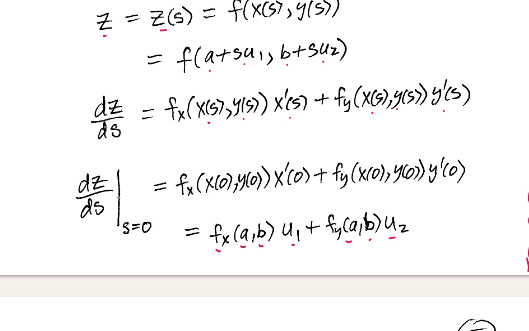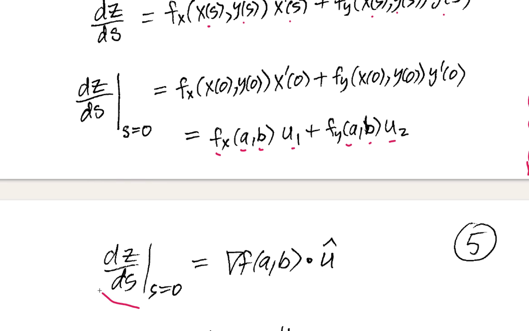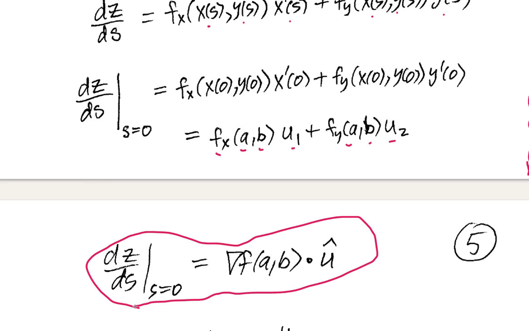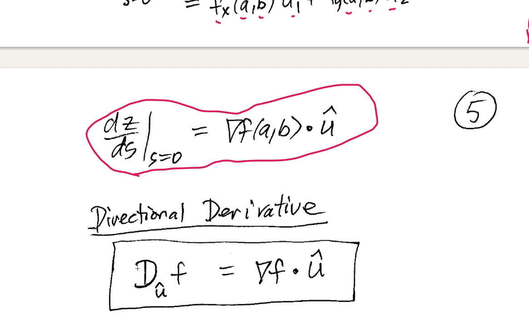So the instantaneous rate of change of z with respect to s would be f sub x at (a, b) times u1, plus f sub y at (a, b) times u2, and that can be written compactly this way. Notice that that is the gradient of little f evaluated at (a, b) dotted with the vector u hat. This is sometimes called a directional derivative, and it's sometimes written this way. Because it does depend on the direction you're talking about moving. It depends upon the point, but it also depends upon u hat. Which direction are you moving?